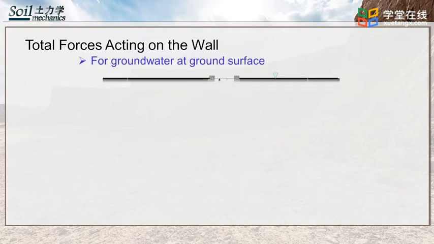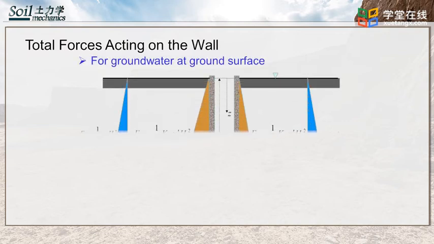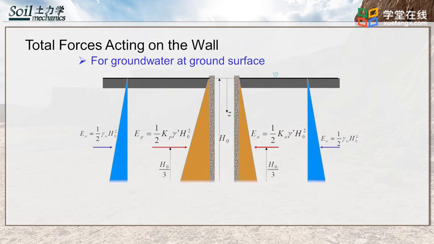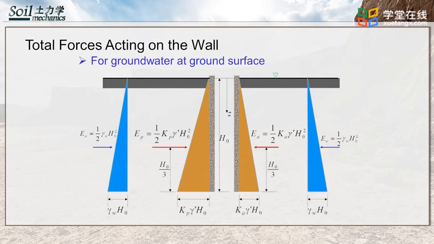When the water table is at the ground surface, the active earth force and passive earth force can be divided into two parts, soil part and water part. For the soil part, the soil's effective unit weight is used. For the water part, water's unit weight is used. It should be noted that Rankine's active or passive coefficient does not apply to water. The active earth force and the passive earth force are the sum of the two parts. Their acting point is at 1/3 of the height of the wall above the wall bottom.